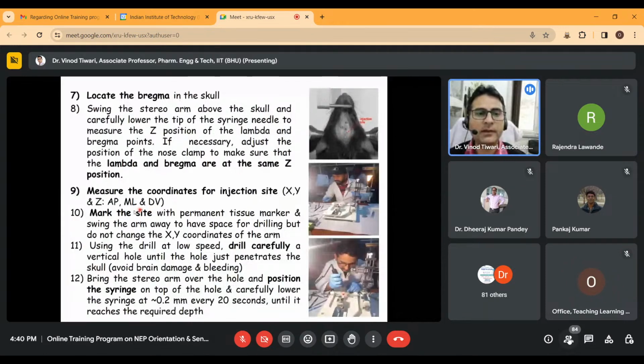And then once you identify this anterior posterior, medial lateral, for example, it is mentioned like 3.2 mm. So you will go 3.2 mm from bregma, like here. And then if it is medial lateral 0.2 mm, you will go like this. So now this is the point, for example, where your brain region is present. This point you will mark with the permanent tissue marker. And then you use the driller and drill at this position.